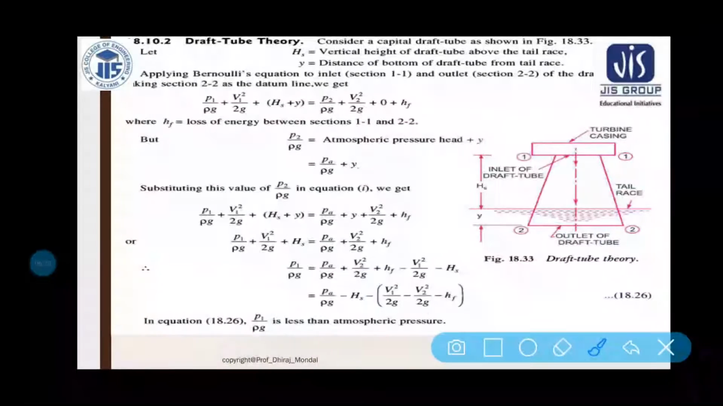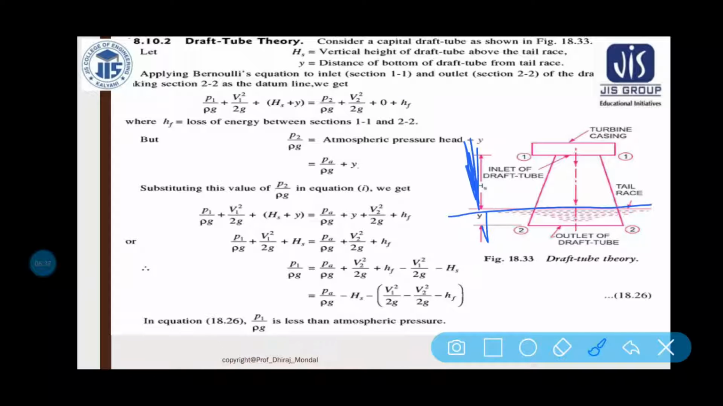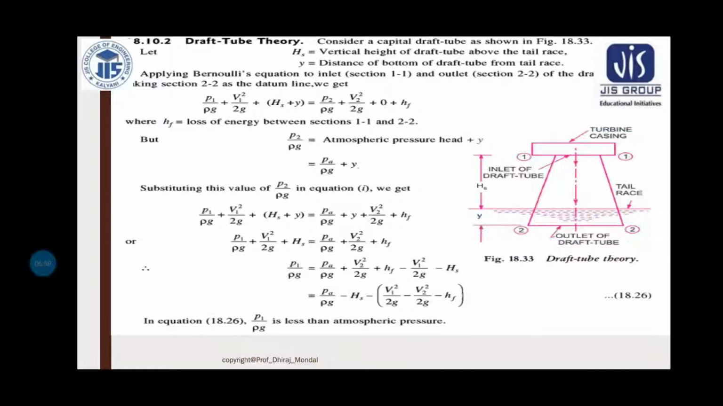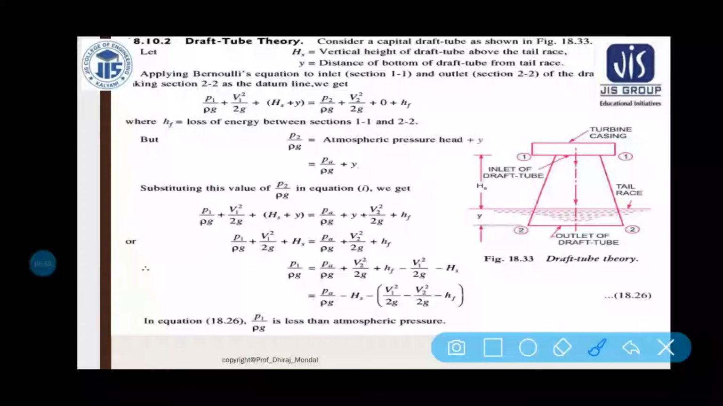So this is your HS, and Y is the distance of the bottom of the draft tube from the tail race. You know this is your tail race, and this is the distance from the bottom. Now this is your turbine casing or outlet of the turbine, and this is the outlet of the draft tube. Clear? Now theoretically I have to see whether the pressure energy is increasing or not. So let us discuss.